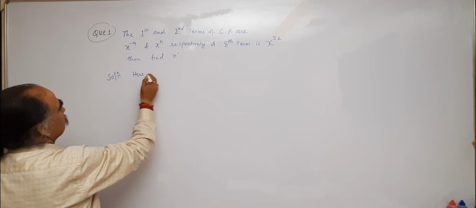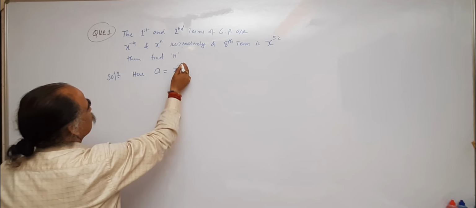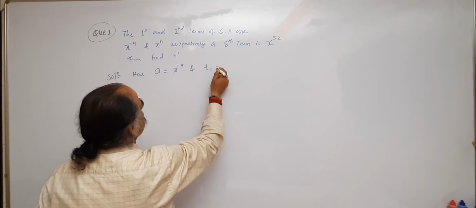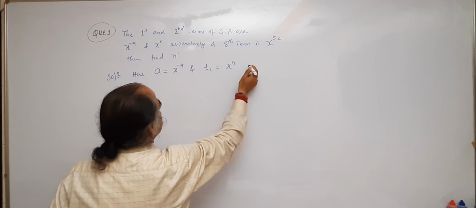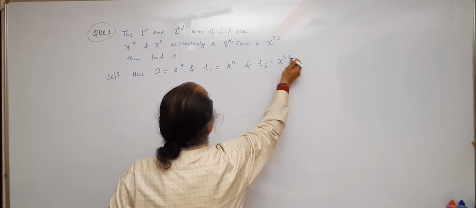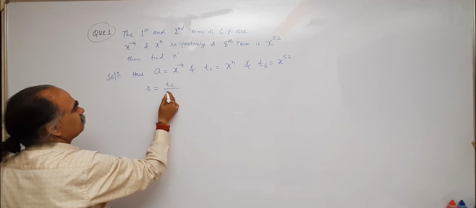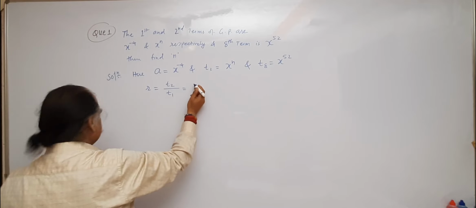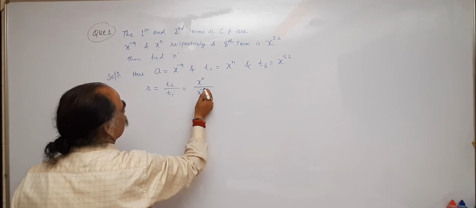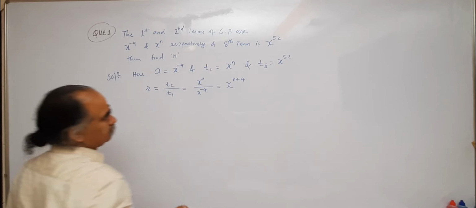Here, the first term is A, which is x raised to minus 4, the second term T2 is x raised to n, and the eighth term is x raised to 52. What is the common ratio R? Second term upon first term. x raised to n upon x raised to minus 4 will give you x raised to n plus 4.